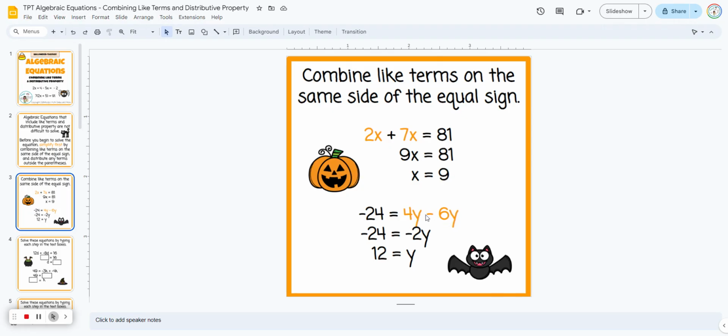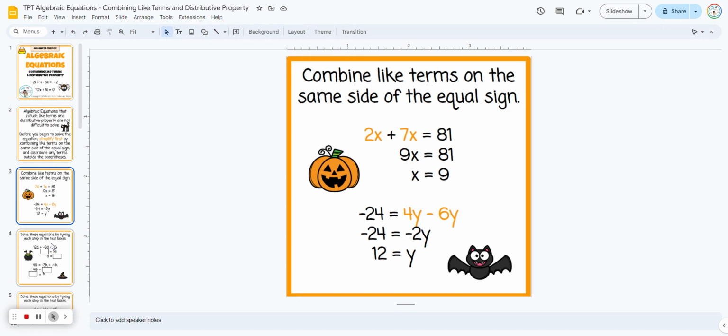Same thing here. This time the variable is on the other side of the equal sign. As long as they're on the same side, we can combine them, and here we get negative 2y. And then when we go ahead and solve the problem, we get y equals 12.